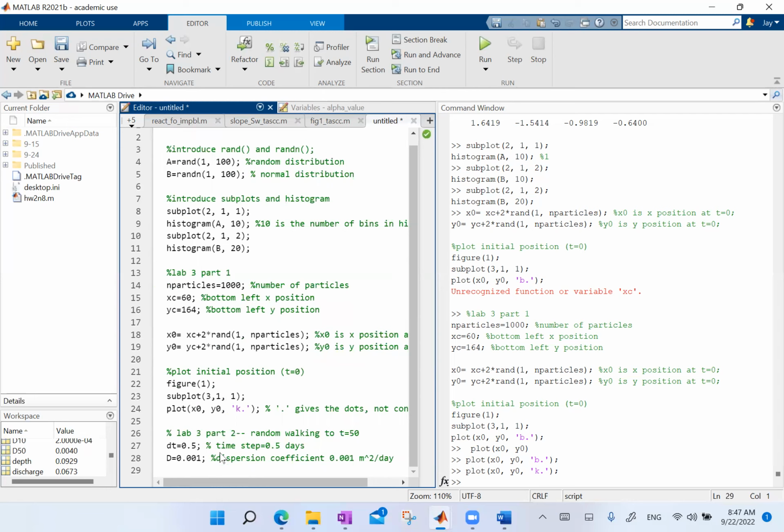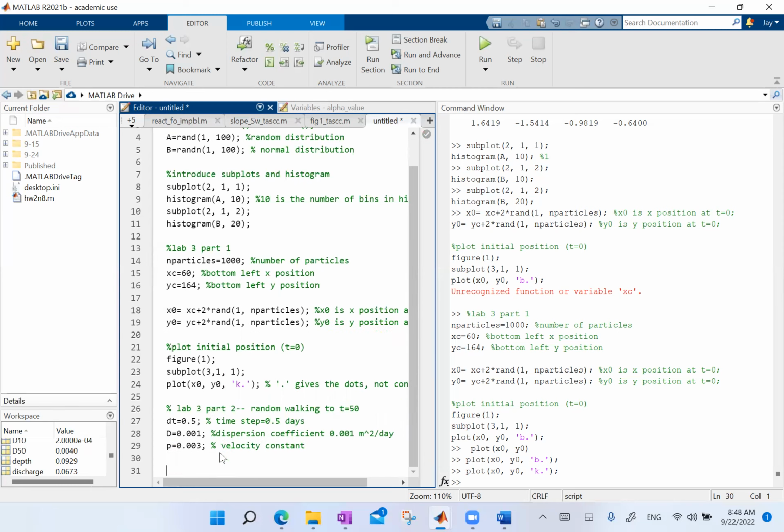And then we also have another constant, which is p in the velocity. So I'm just going to define it here. p is equal to 0.003. Those values are given. This is the velocity constant. So now that we've defined all those constants, we can start figuring out what the velocity in the x direction and the y direction are, because we need them for the formula x of t plus delta t, y of t plus delta t.